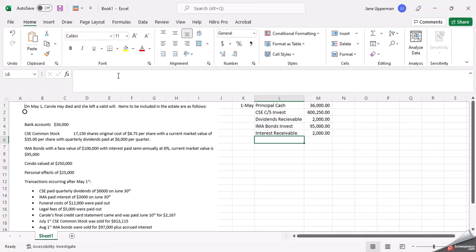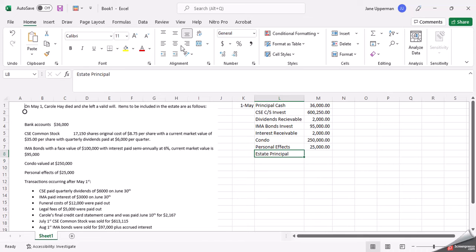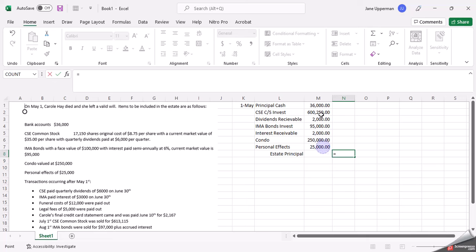Okay. Then we come down and we have a condo that has a current fair market value of $250,000. And then we have personal effects valued at $25,000. So then that whole credit is going to go to estate principal. Our credit is going to be equal to all of those assets.